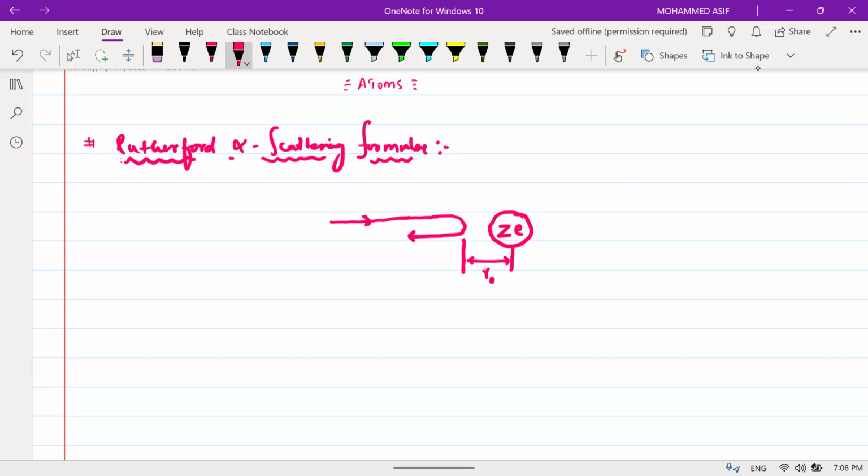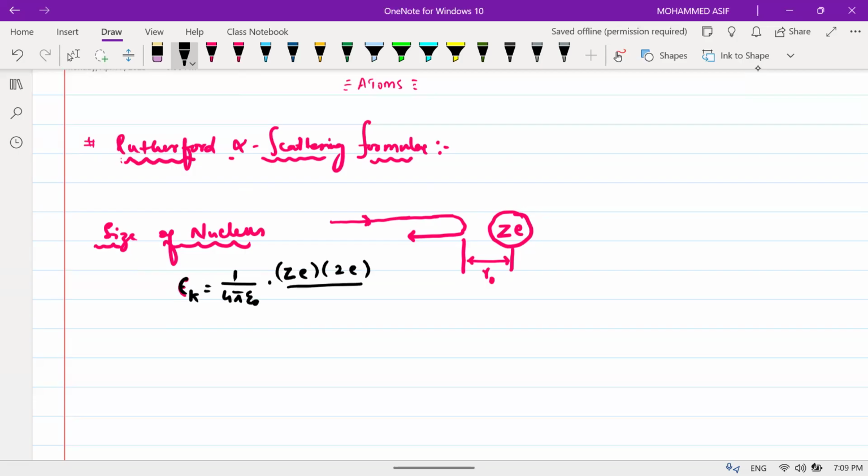Okay. So the distance of closest approach is represented by R0. R0 is your closest distance of approach. If I'm talking about the size of the nucleus, how do you calculate it? When the alpha particle is incident, its kinetic energy is equal to 1 by 4 pi epsilon naught times the electrostatic energy between the alpha particle and the nucleus. Q1 is Ze. The alpha particle's charge is 2e. The distance between the alpha particle and the nucleus is R0. The energy formula is U equals 1 by 4 pi epsilon naught into Q1 Q2 divided by R, the electrostatic potential energy between the alpha particle and the nucleus.